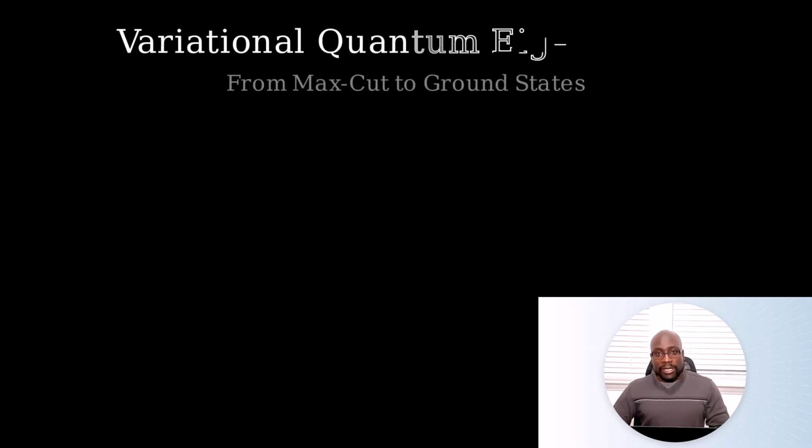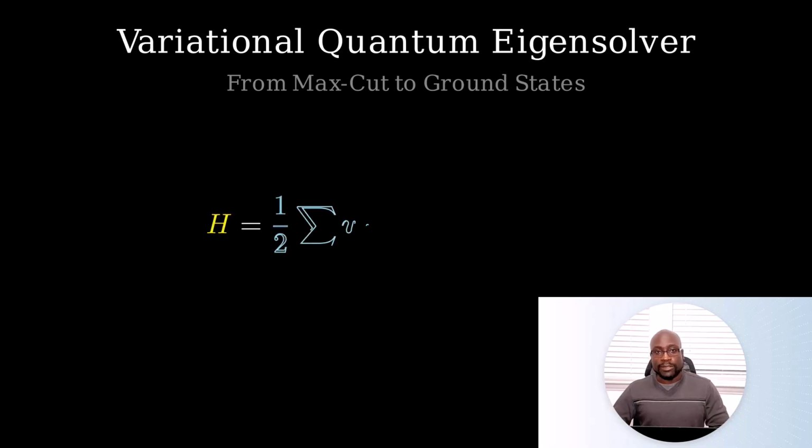VQE is a hybrid quantum-classical algorithm designed to find the ground state of a Hamiltonian, which, as we have seen, encodes the solution to our optimization problem. While it was initially developed for quantum chemistry applications, it is equally powerful for optimization problems like max-cut. The beauty of VQE is it's designed specifically for noisy intermediate-scale quantum computers, the imperfect devices we have today.